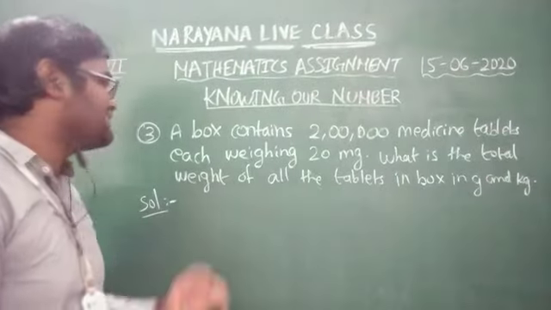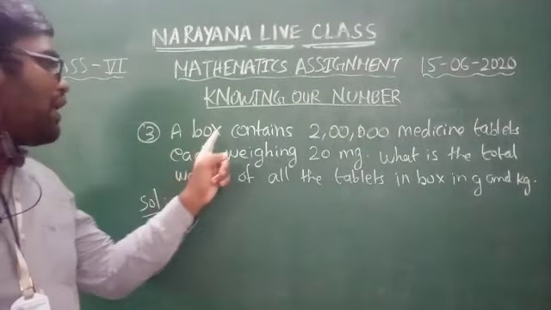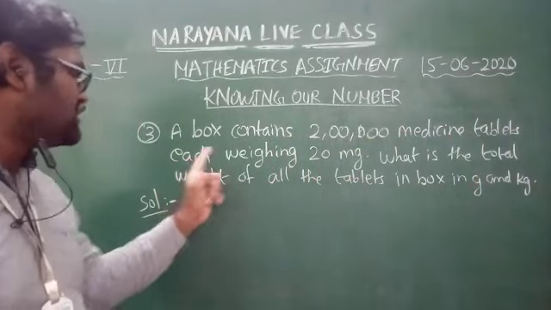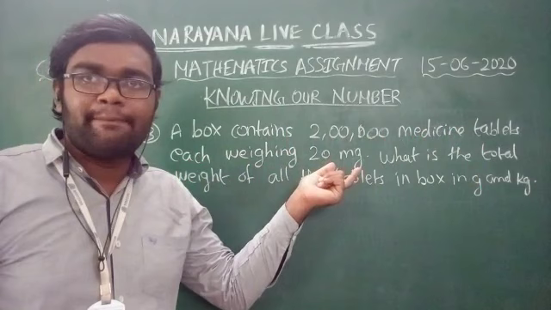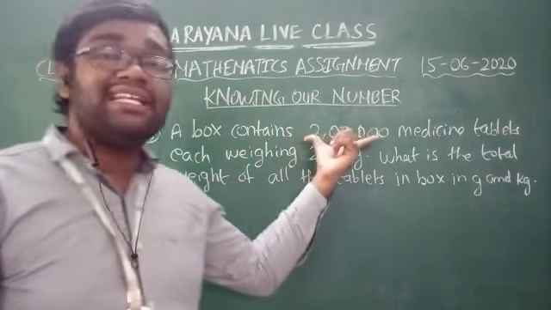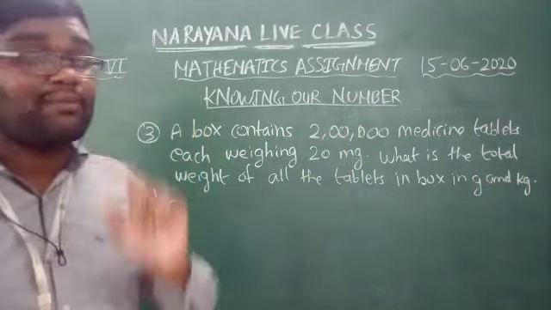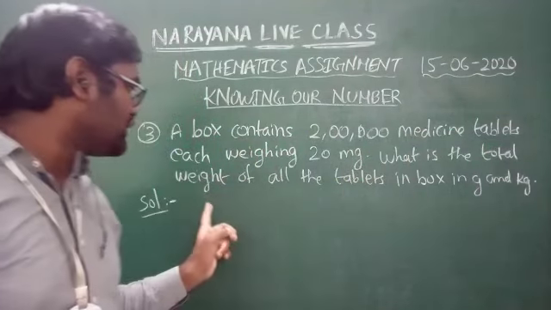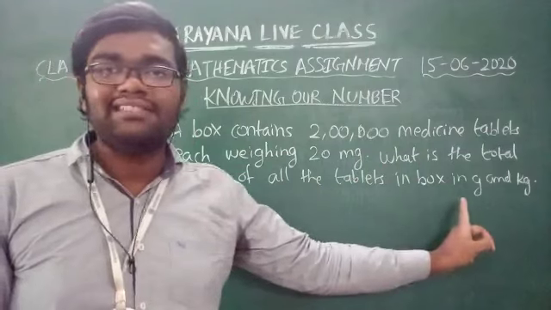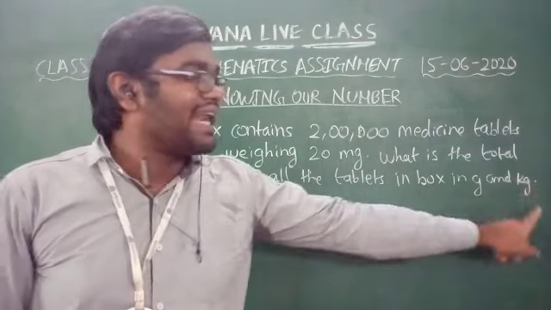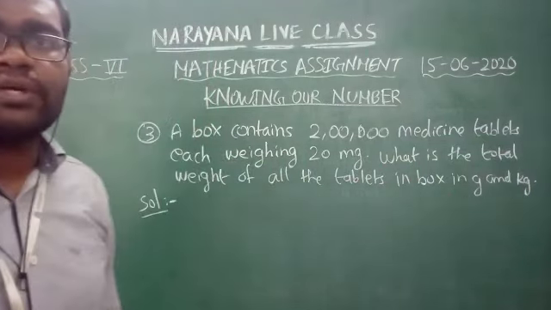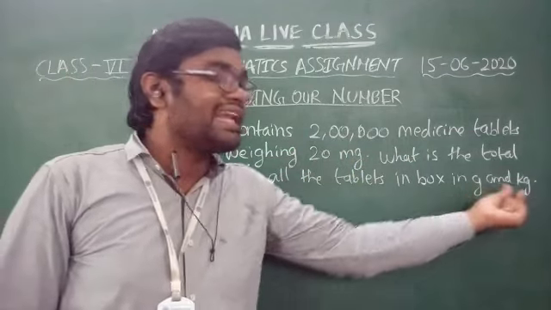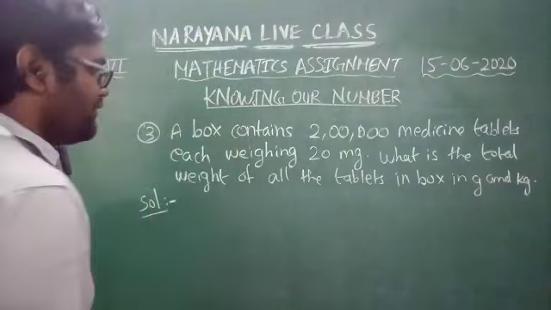Okay students, now we'll discuss the third problem. A box contains 2 lakh medicine tablets, each weighing 20 milligrams. So 2 lakh tablets were there, and each weight is given as 20 milligrams. What is the total weight of all the tablets in the box in terms of grams and kilograms, they are asking. But we are given the data in milligrams and I want the answer in grams and kilograms. What data we know, we will write first.